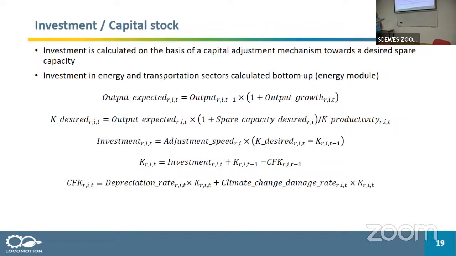And then if you have the typical capital stock equation, the capital stock in one year is the capital of the previous year plus the investment minus the consumption of fixed capital of the previous year. And this is important. The consumption of fixed capital is the depreciation, which is very standard in economic models, plus the damages of climate change.